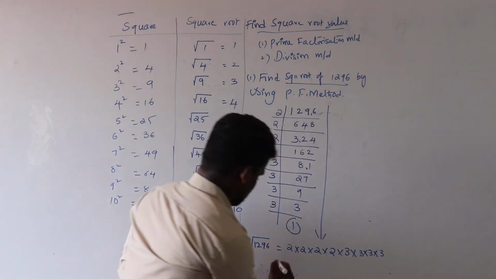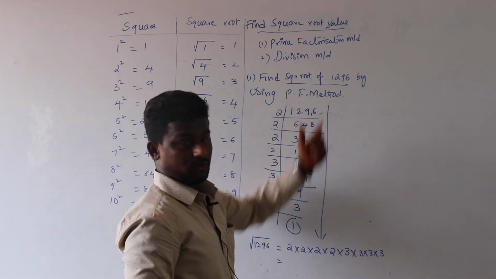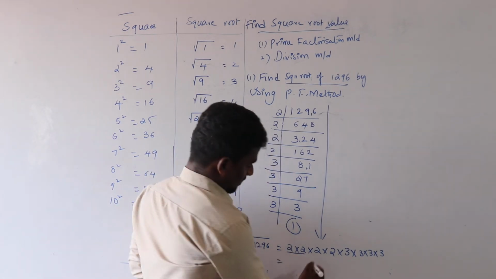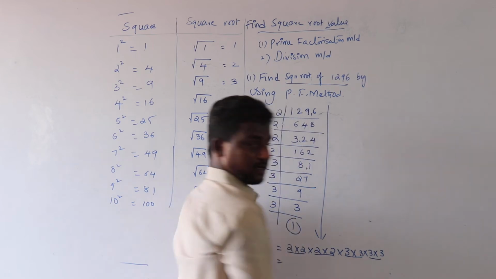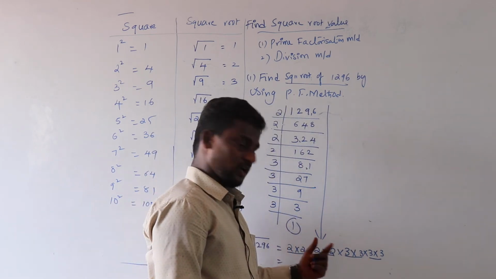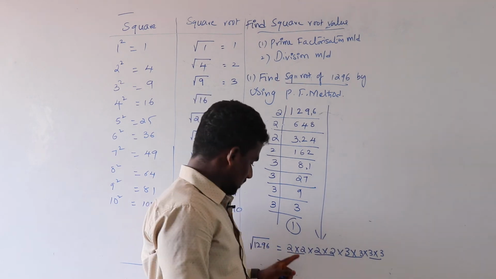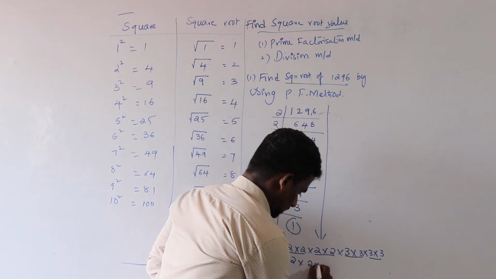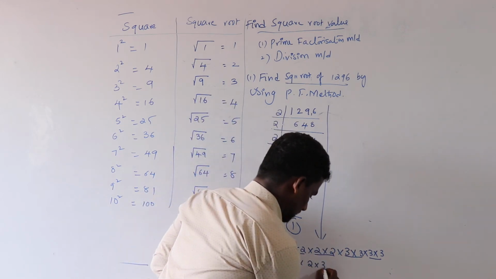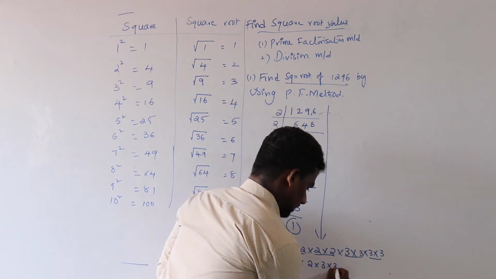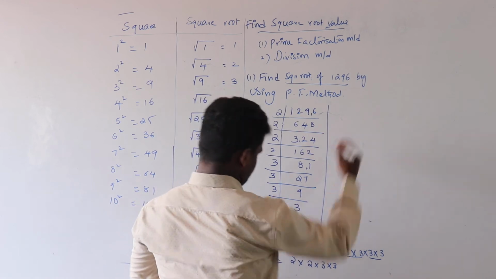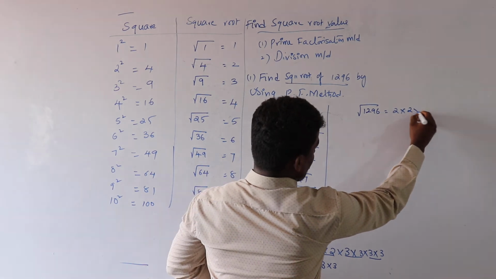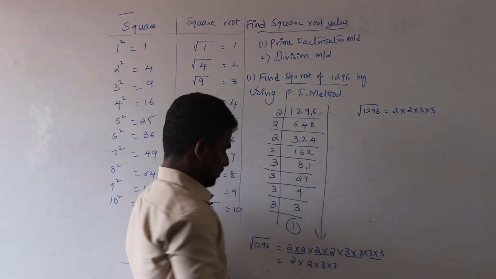While doing square root, you have to take two numbers as a pair. These two are one pair, and these two are one pair, these two one pair, and these two one pair. Among these pairs of numbers, you have to take only one number from each pair. Take 2 two times, only one time each, and 3 two times, one time each. So the square root of 1296 finally is 2 into 2 into 3 into 3.